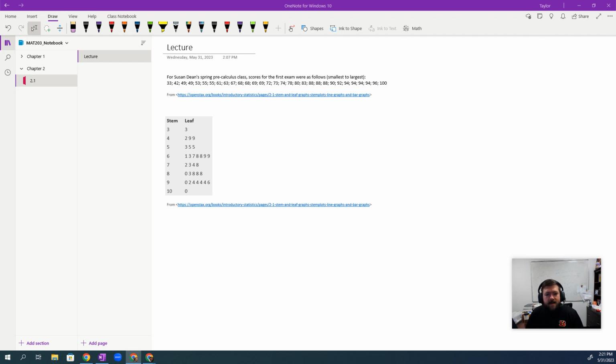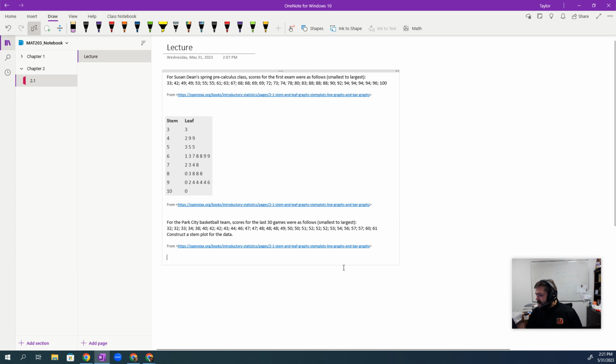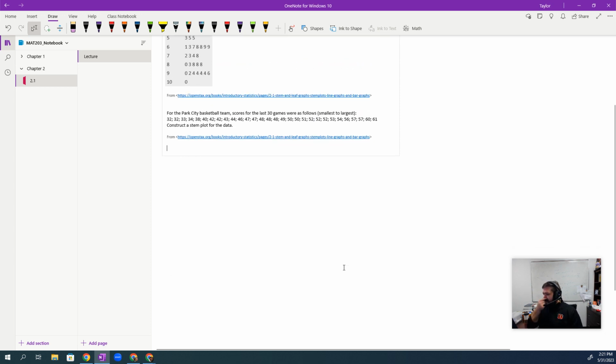Let us do this 2.1 example from your textbook. The Park City basketball team scores for the last 30 games were as follows, and they've already been ordered for us. Oh, that's so nice. Construct a stem plot. Okay, I'm going to do the same thing as before, where my stem is going to be my tens place and my leaf is going to be my ones place.